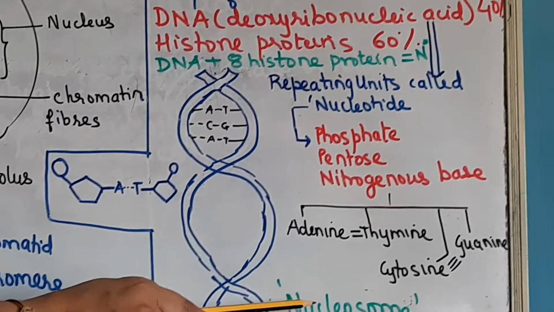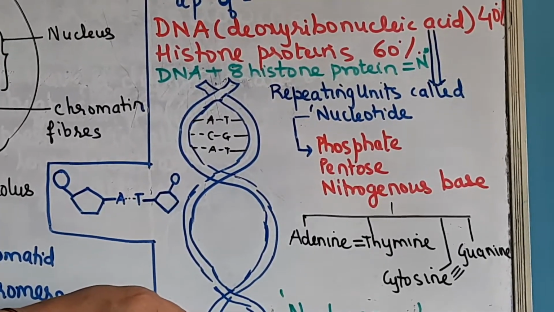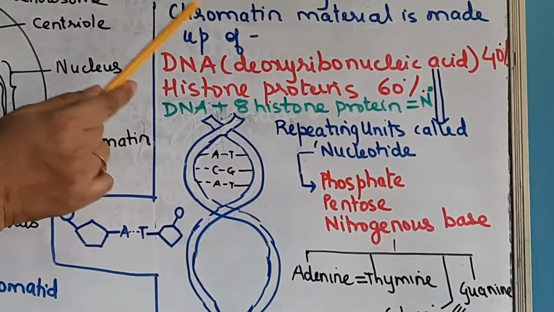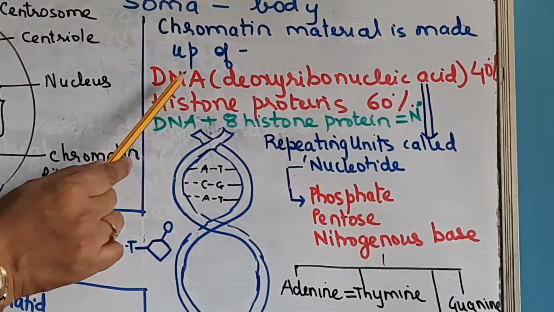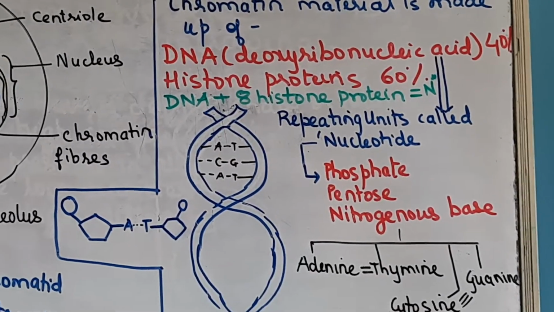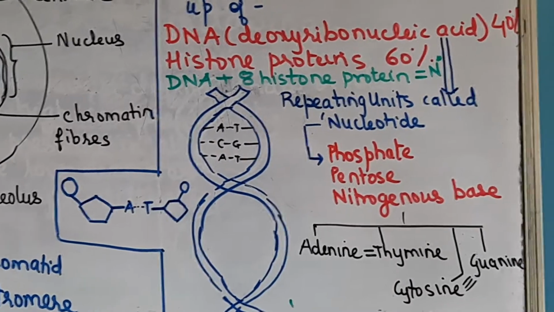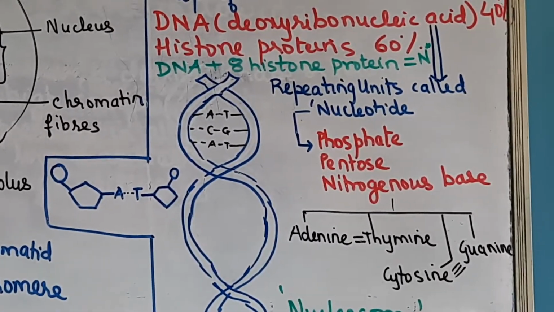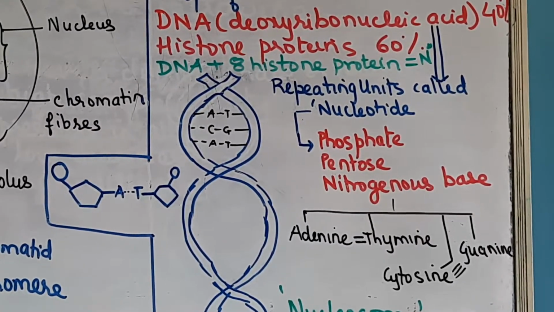So a DNA molecule which will coil around 8 histone molecules forms what is called a nucleosome. So chromatin material is made up of DNA and the histone proteins. Now we have to see what this DNA molecule is made up of. The DNA molecule is called a macromolecule. Macro, you understand? Macro means large. It is a macromolecule made up of two complementary strands, which are wound around each other in a double helix structure.